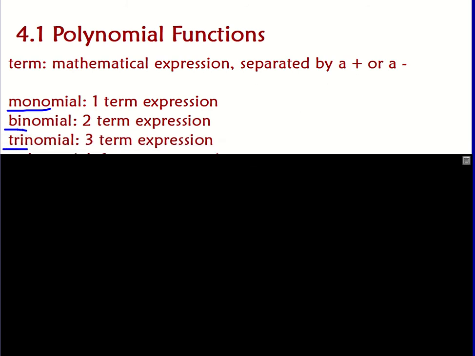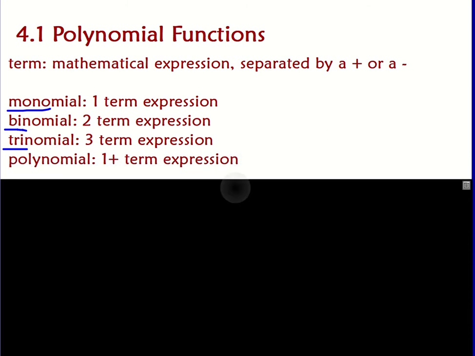You've heard these words before when we were factoring. We talked about factoring trinomials or factoring binomials. And then this one is a little bit confusing sometimes. A polynomial, the prefix poly generally means many, and so some people would think that that is 4 or more terms, but it's actually 1 or more terms. So even if I have a monomial, I can still call that a polynomial. The polynomial is kind of the generic overarching word that we can use for no matter how many terms it would have.